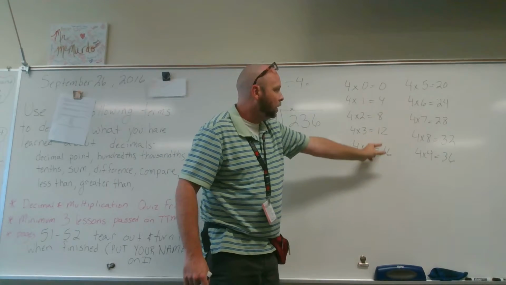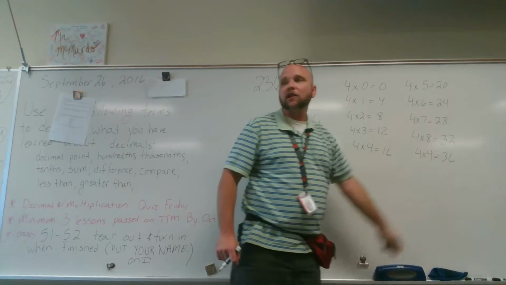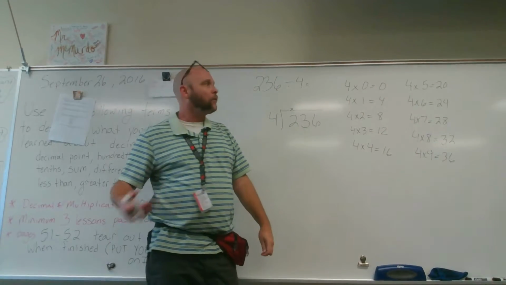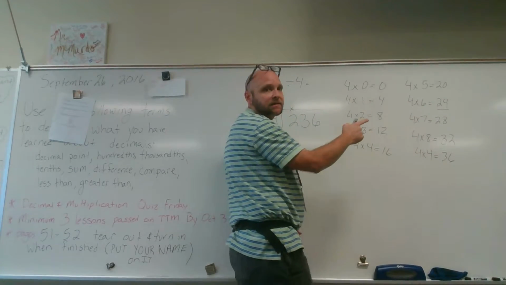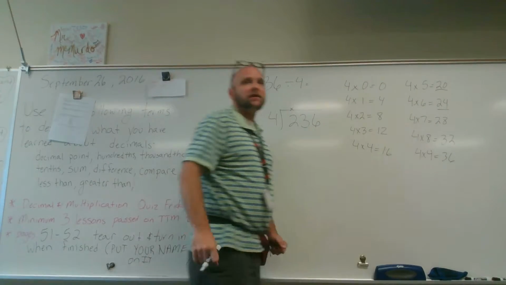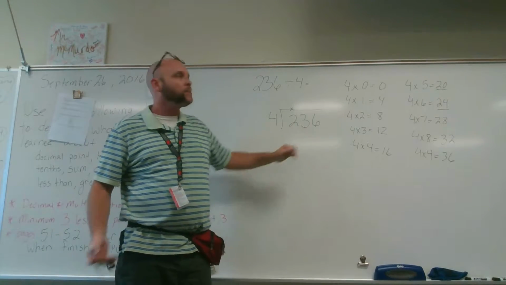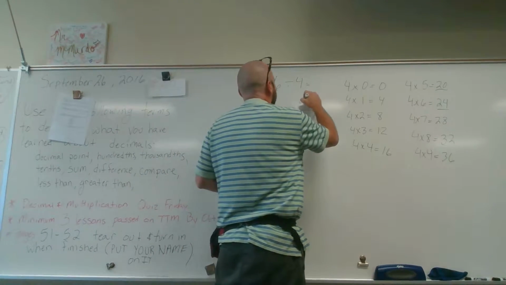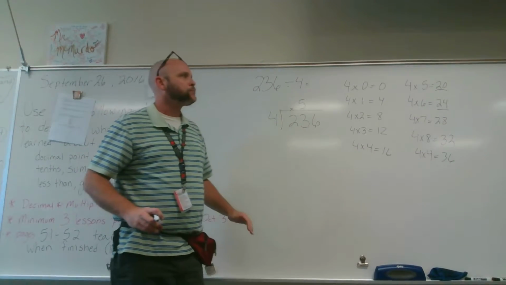All I do is I look at my products, which is the answer to multiplication, and I get as close to 23 as I can without going over. 24 is too big, so it can't be 6. 20 works right there because that's as close as I can get to 23 without going over. So that makes it 4 times 5. The 5 must go directly above the 3 because I'm taking it into 23.